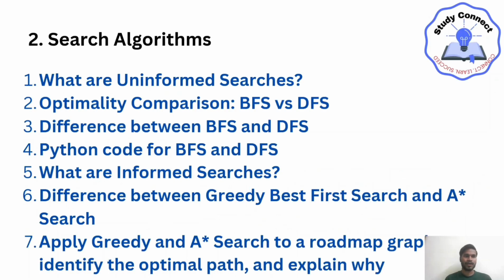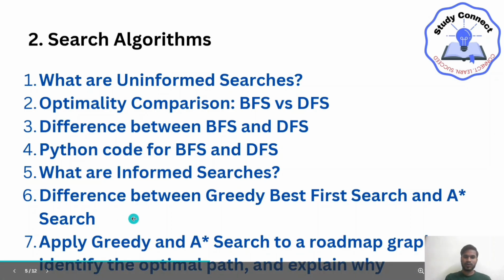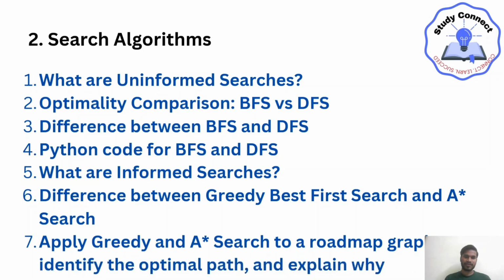Now coming to the next part, which is search algorithms. We have studied many search algorithms, and the questions can be: what are uninformed searches, optimality comparison between BFS and DFS, difference between BFS and DFS, Python code for BFS and DFS, what are informed searches, difference between greedy best first search and A star search, apply greedy and A star search to a random graph, a roadmap graph, identify the optimal path and explain why, which one is optimal.